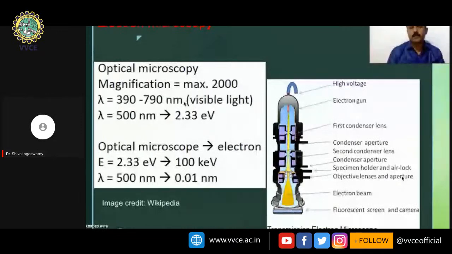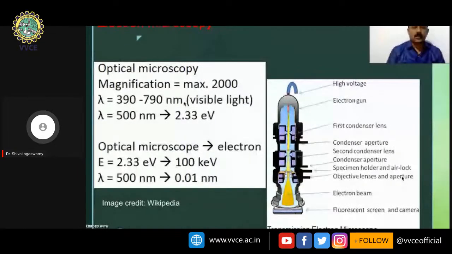Since p is related to kinetic energy, and that kinetic energy can be controlled very easily by subjecting them to a suitable potential, you can have a required velocity for the electrons, and hence the required wavelength for the electrons. That means we know how to manipulate the wavelength associated with these charged particles. That led to the discovery of electron microscopes.